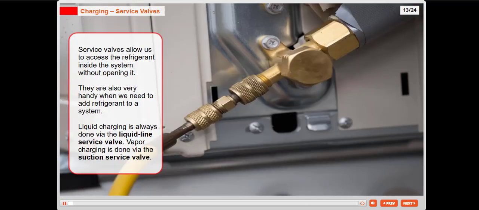Service valves allow us to access the refrigerant inside the system without opening it. They are also very handy when we need to add refrigerant to a system. Liquid charging is always done via the liquid line service valve. Vapor charging is done via the suction service valve.